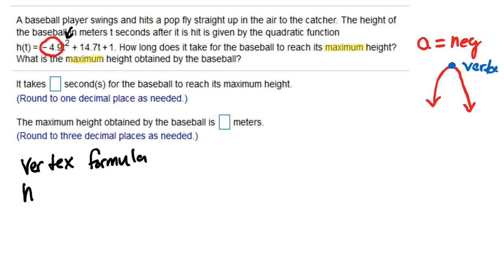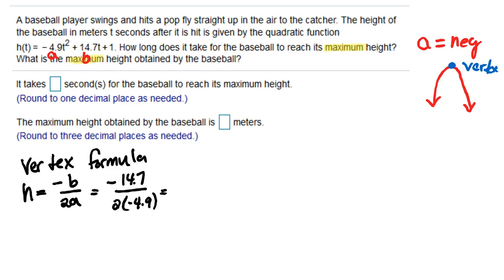And the vertex formula has the x-coordinate of the vertex being negative b over 2a. So in our equation, we have that a is equal to negative 4.9 and b is equal to 14.7. So that's going to give us negative 14.7 over 2 times negative 4.9. So let's work that out.